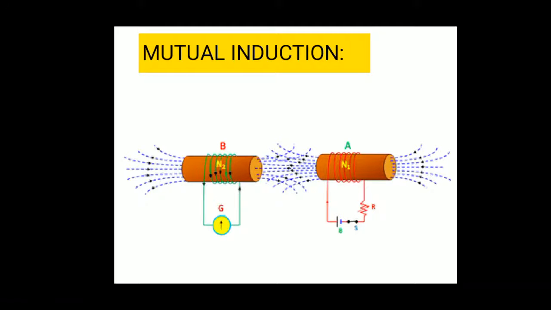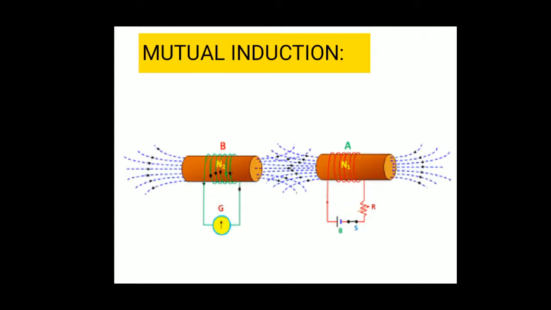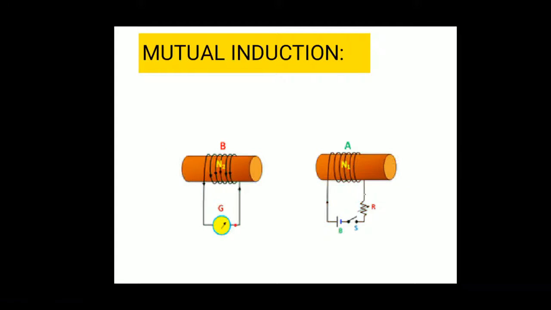So what happens here? Whenever the current is changed in the primary coil, that is coil A, an EMF is induced in the secondary coil. So this is called mutual induction. Right?